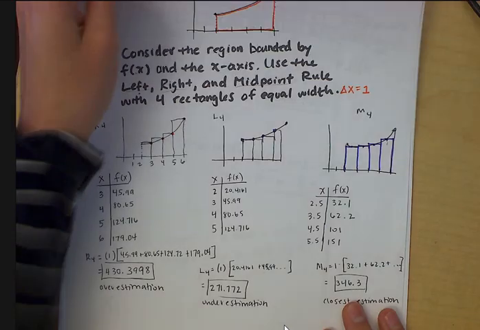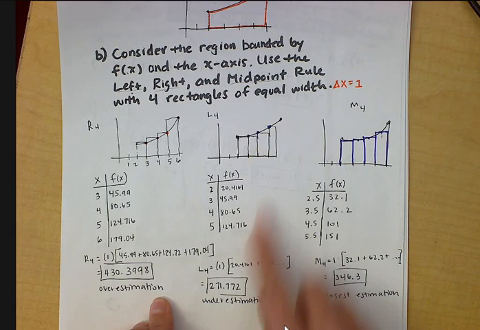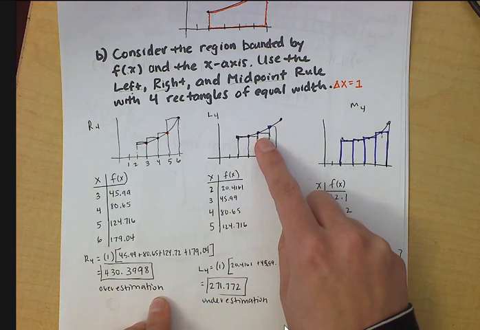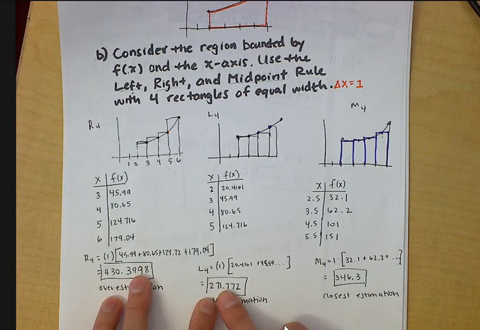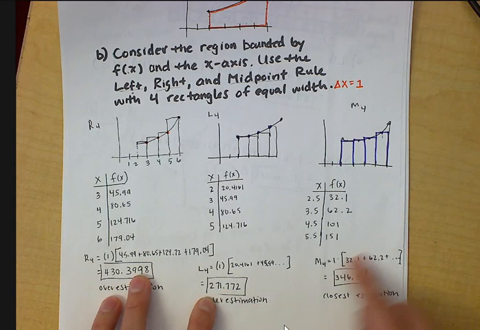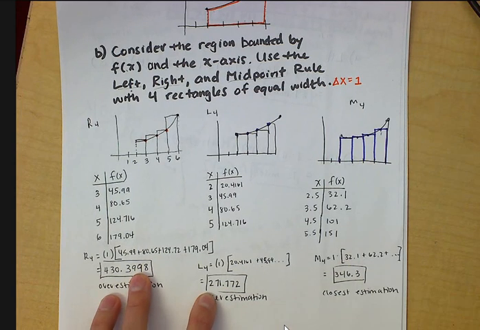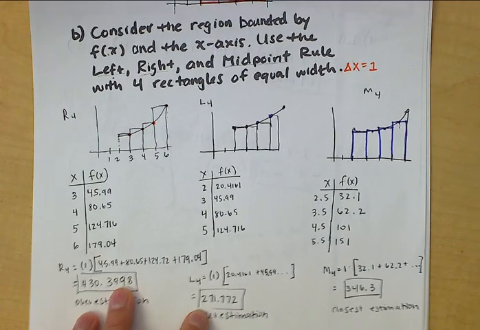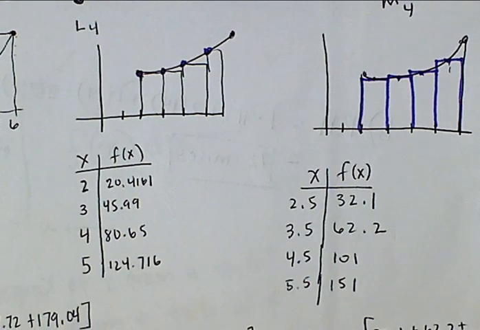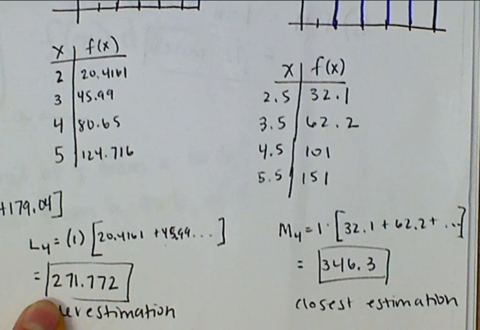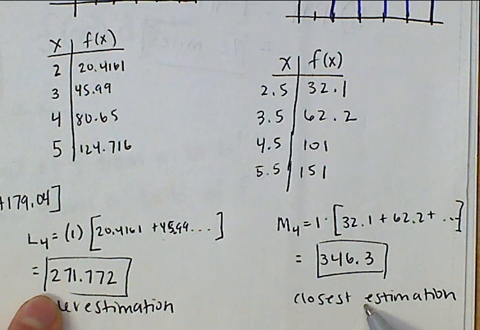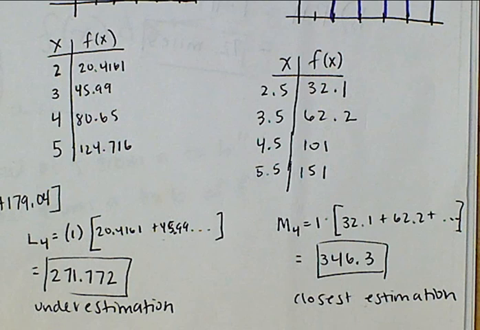So, like I said, the right hand was an overestimation. Left, because my boxes are all under the curve, is an underestimation. You can see these are quite different. And then my M4, my midpoints. It's harder to see, but you can see that there's some spaces that are above the curve and then extra spaces that are below. So some above, some below. And so this is the closest estimation.